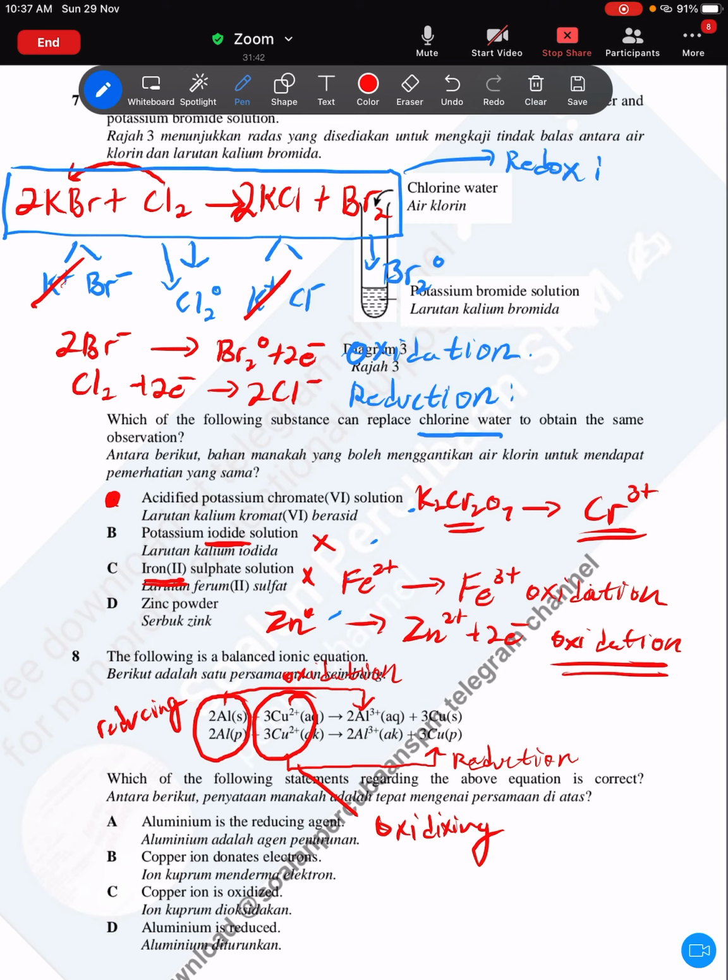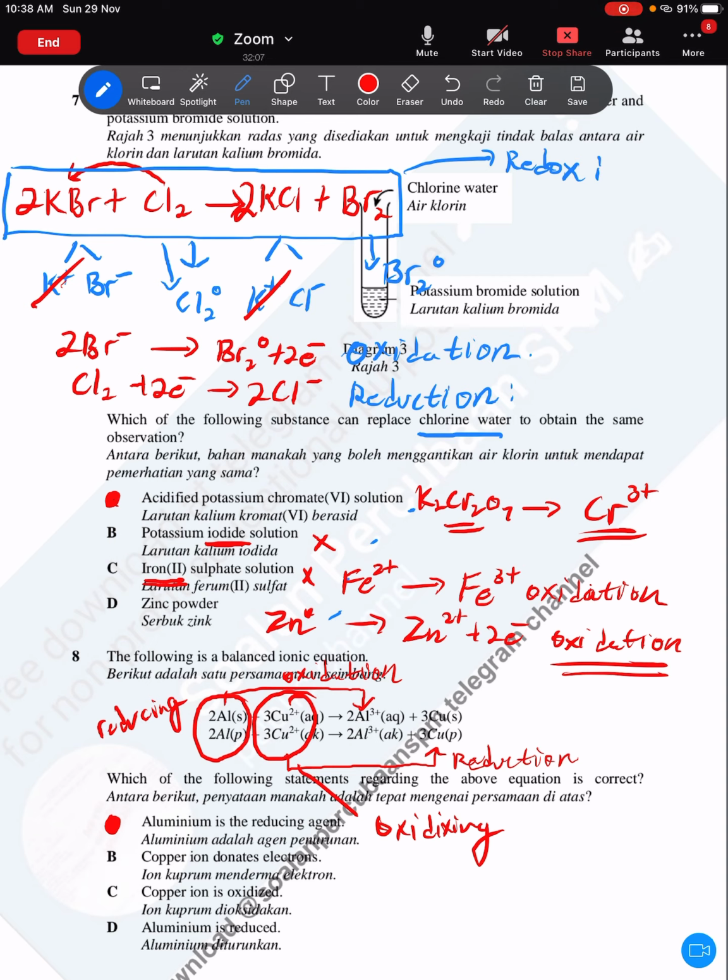Which of the following statements regarding the above equation is correct? Okay, correct. Aluminium is the reducing agent. Reducing agent. Is that true? The answer is A.